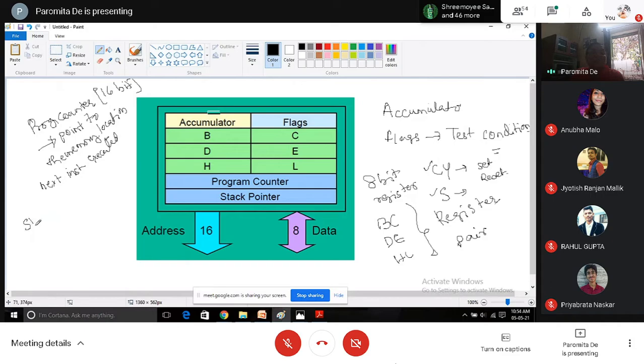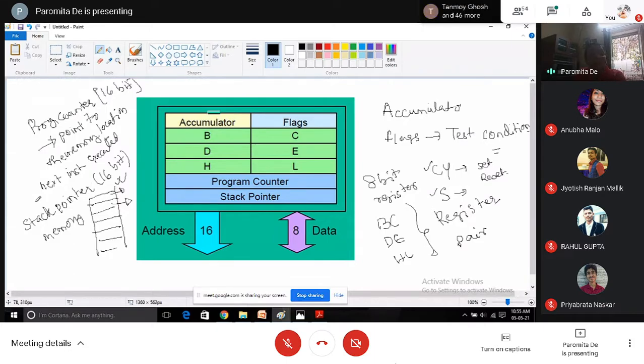Then another is the stack pointer. This is also a 16-bit register. There are 16 flip-flops here. So they also point to the memory. Now what happens is we have the memory, and we had seen that it is like a book rack, and we had assumed that every rack is a separate memory location.